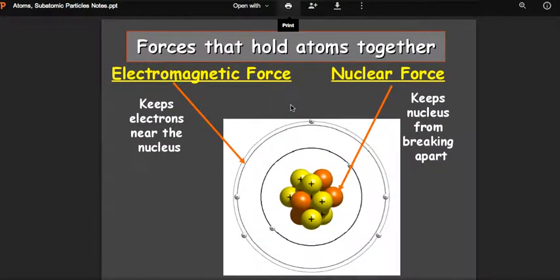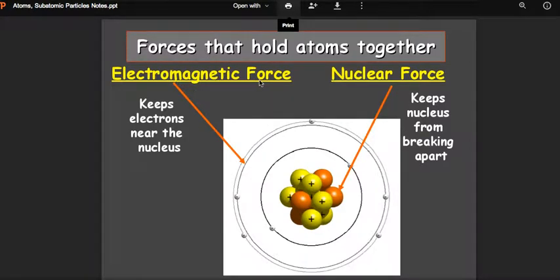So when we're looking at an atom, we have to wonder, how do all of these pieces stay together? Why don't these particles just fly apart and break apart? How do they stay together? They stay together because of two forces. We have electromagnetic force and nuclear force. And we're going to talk about each of those. That's really important to know, especially for a test, is what holds this atom together.